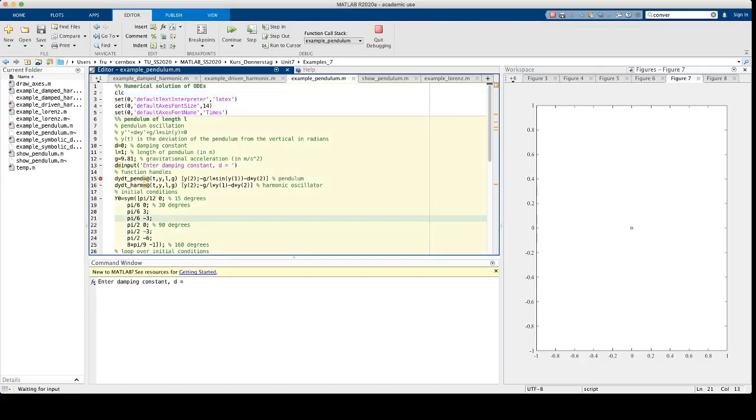In this video, I continue the discussion of the numerical solution of ODEs by using the pendulum oscillation. The video is based on the example script example pendulum. The pendulum equation is given in line 8. It reads y double prime plus d times y prime plus g over l times sine of y equals 0.